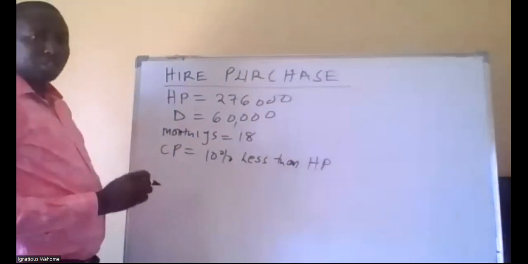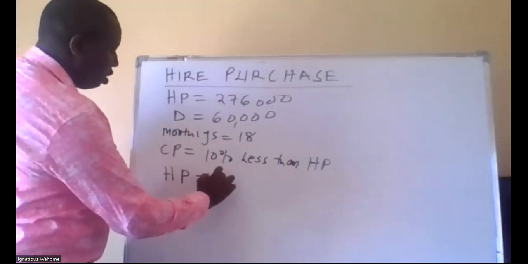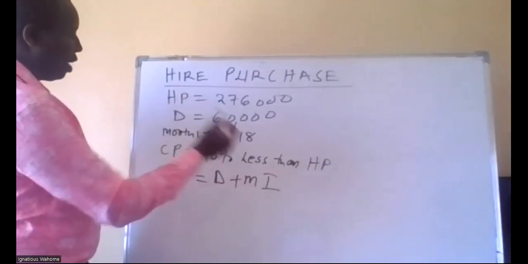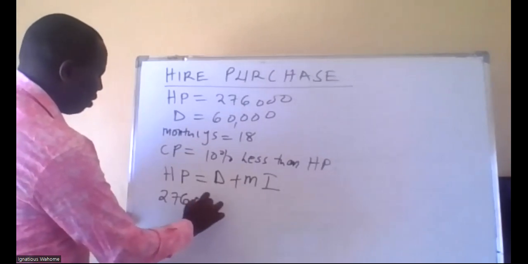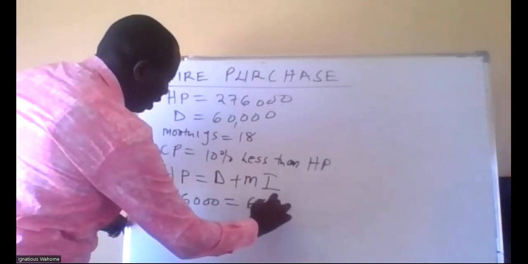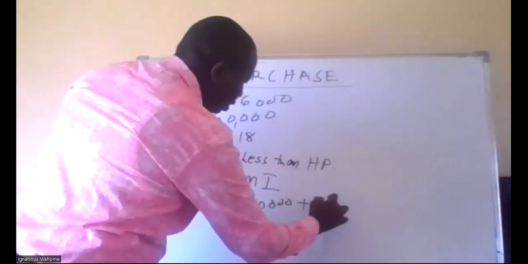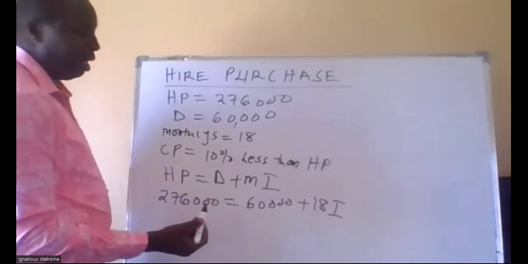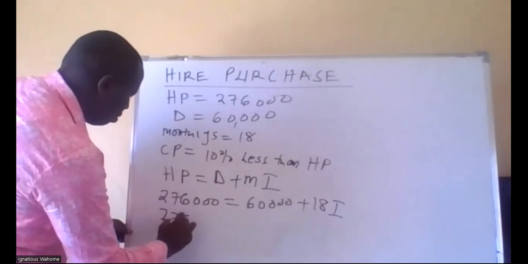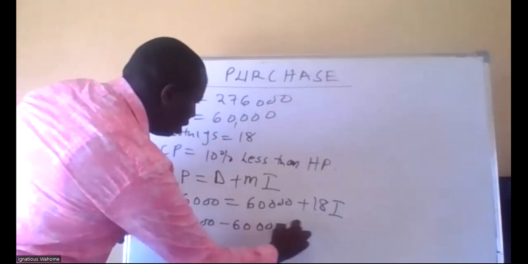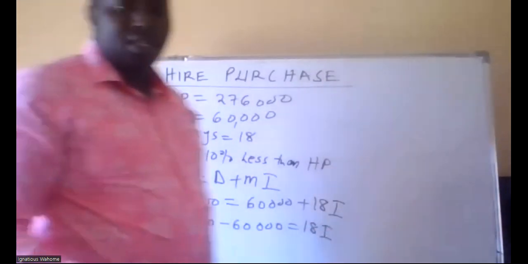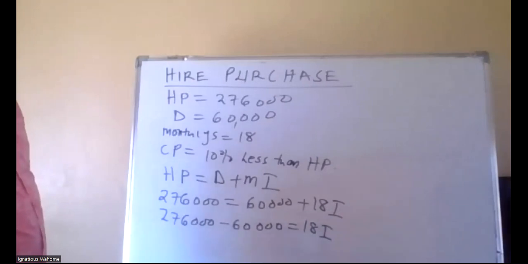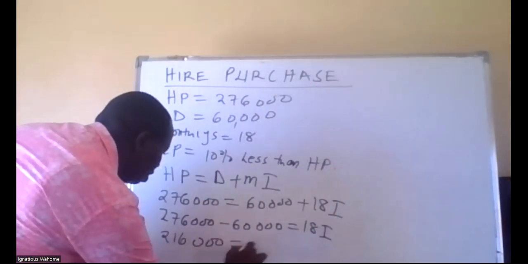So the monthly installments: the higher purchase price is equal to deposit plus monthly installments. In our case, 276,000 is equal to a deposit of 60,000 plus monthly installments. How many months? They are 18 times each installment. Let's call each installment I. Take 60,000 to the other side: 276,000 minus 60,000 is equal to 18I, where I represents the installments. Therefore 216,000 is equal to 18I.